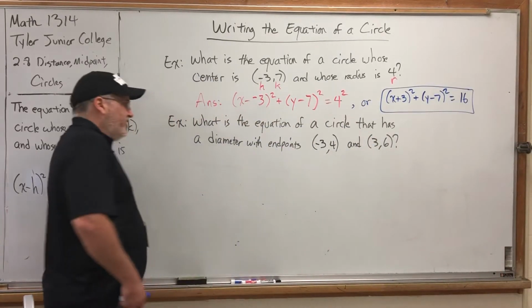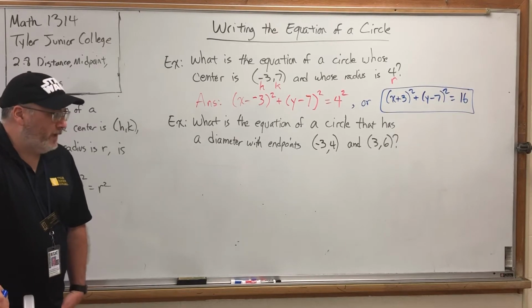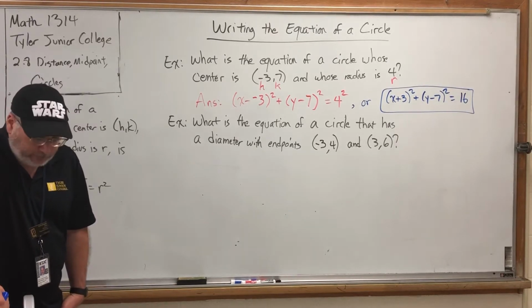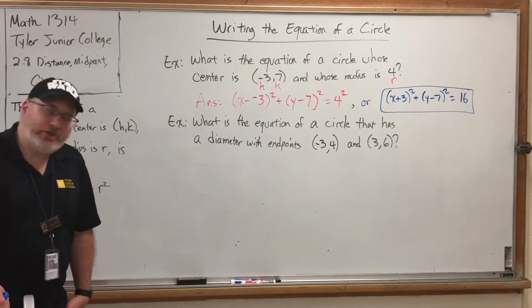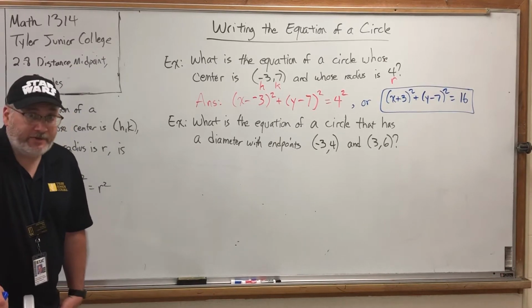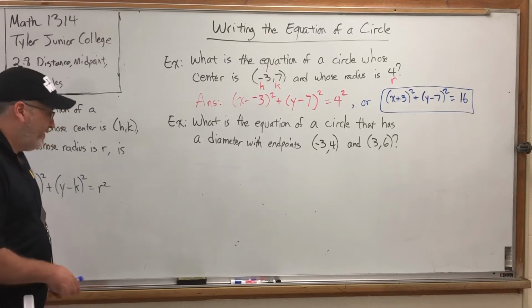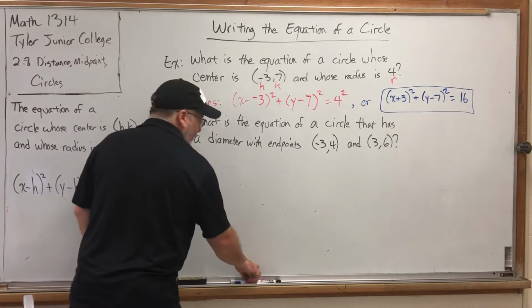But what about this second example? What is the equation of a circle that has a diameter with endpoints of -3 comma 4 and 3 comma 6? I didn't give you a center or radius. So guess what we're going to have to find? A center and a radius. I think a problem like this, a picture would really be helpful.